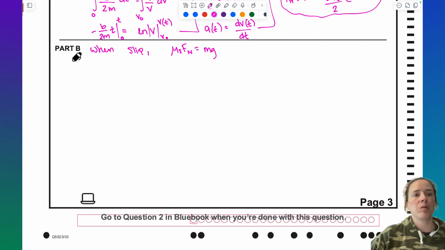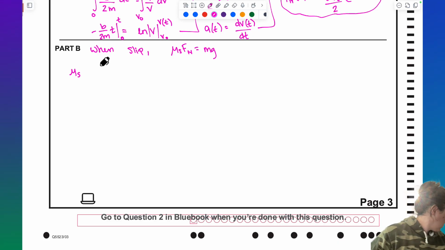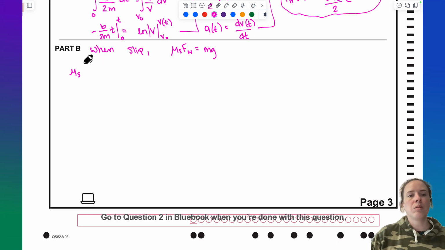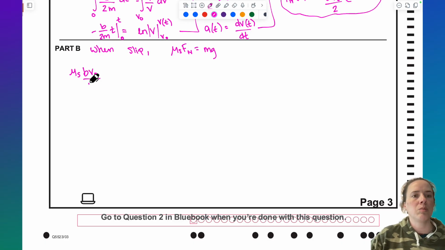We're going to plug in our expression for normal force. So mu static times normal force. We are not going to include the negative sign in this case because I care about the magnitudes. We already took that into account when we wrote this. It's going to be mu static b v naught over 2 e to the negative b over 2m times t. That's going to be equal to the weight.